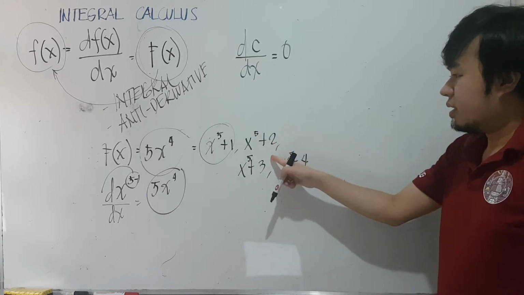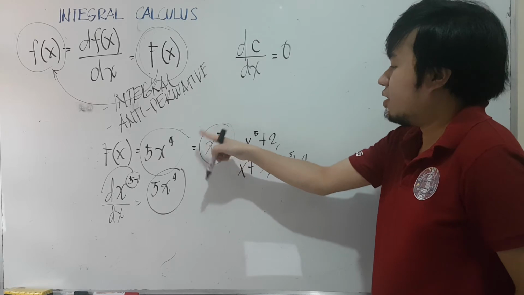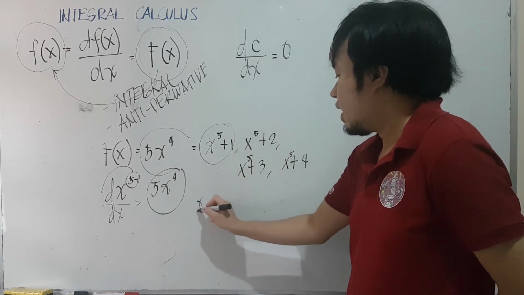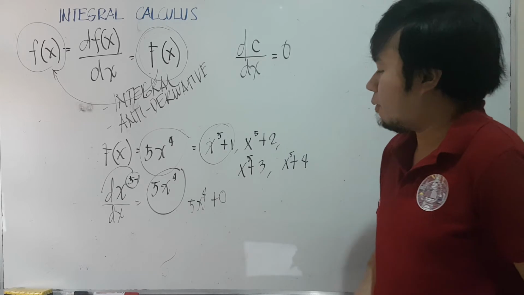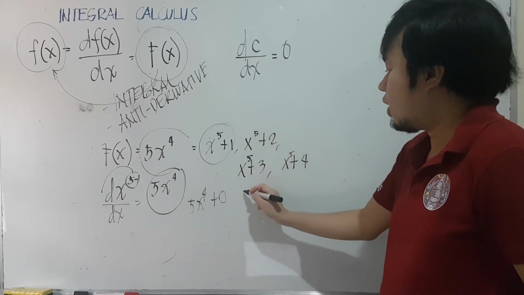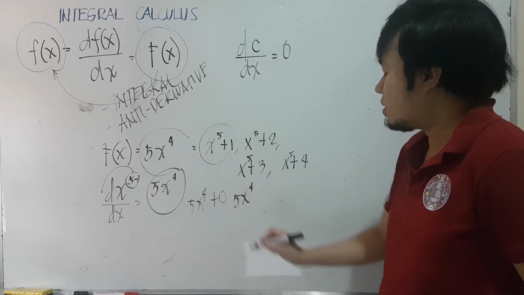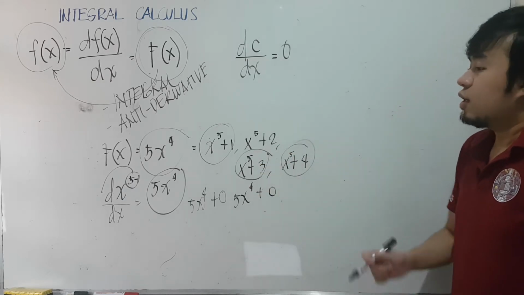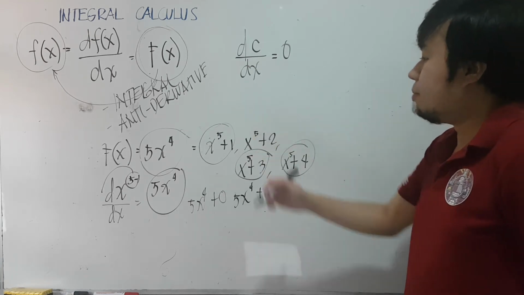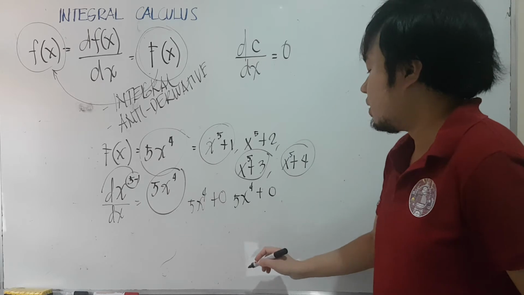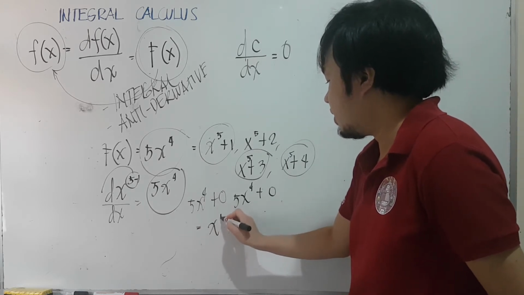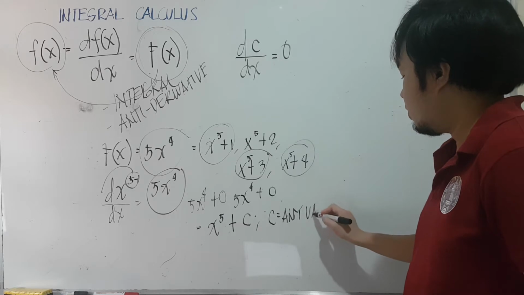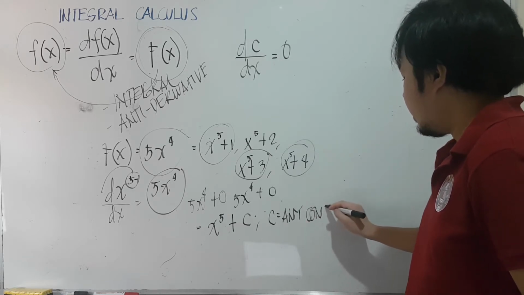So it would also be correct: the derivative of x raised to the fifth power plus the derivative of 1 would be 5x raised to the fourth power plus 0. Likewise with this function, you have x raised to the fourth times 5 plus 0. Likewise with this function and this function. So to make our integral valid, we simply add a constant c. So it would be x raised to the fifth power plus c, where c is any value or any constant.